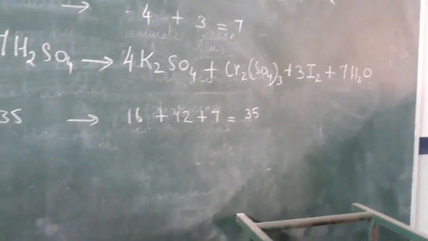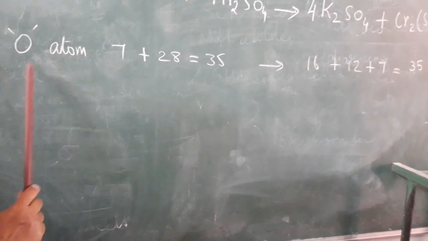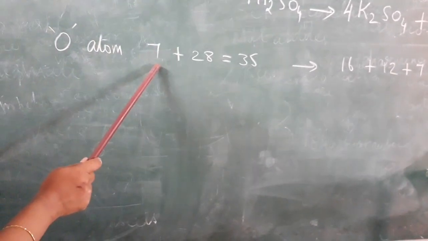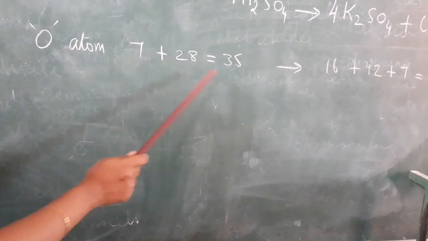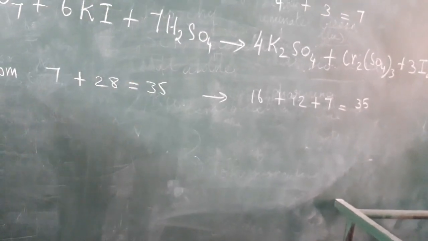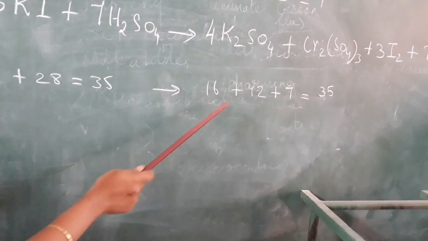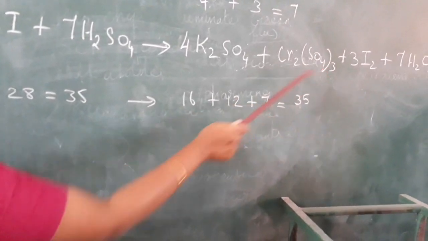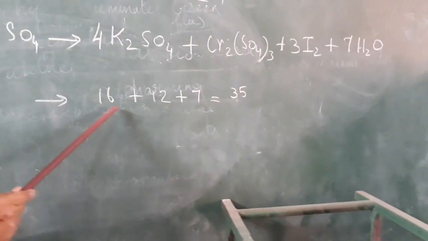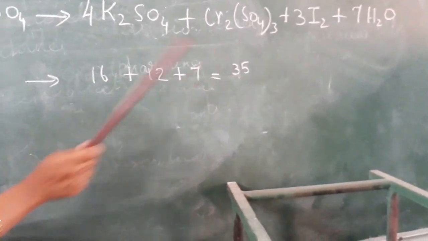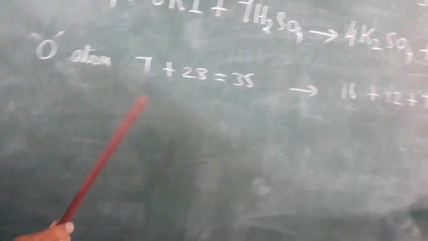Now see the oxygen atom alone, because everything else is balanced except the oxygen. Here 7 oxygen atoms, and here 7 into 4, 28. So 28 plus 7, 35. So on the reactant side we have 35 oxygen atoms. In the same way, 4 into 4, 16, 4 into 3, 12, and in the water molecule we have 7. Adding these 3 we get 35. So the oxygen atom is also now balanced. So this is the oxidation number method.